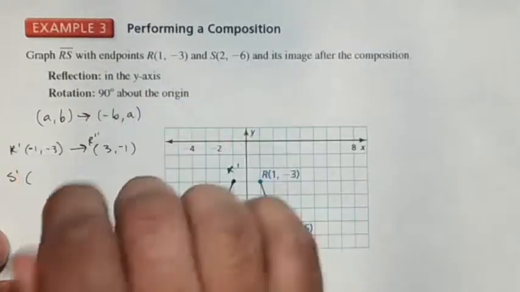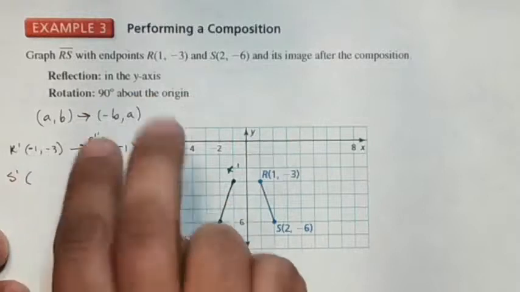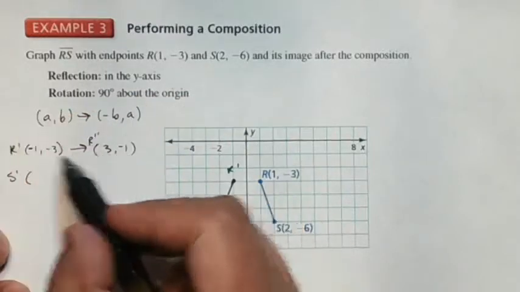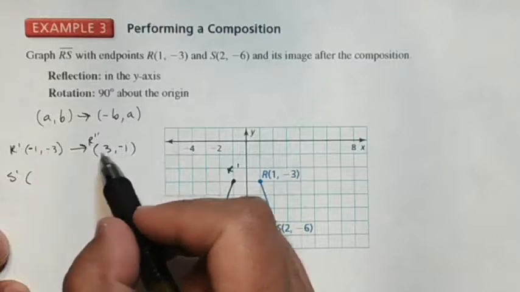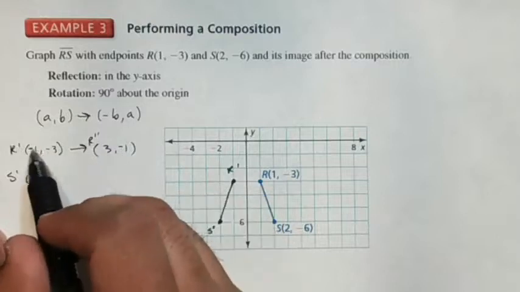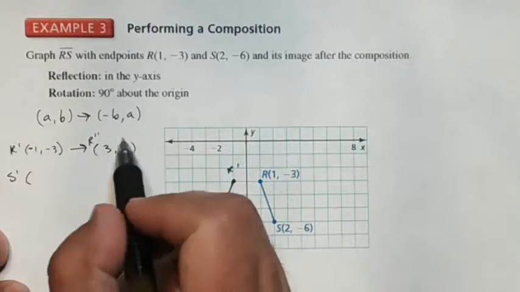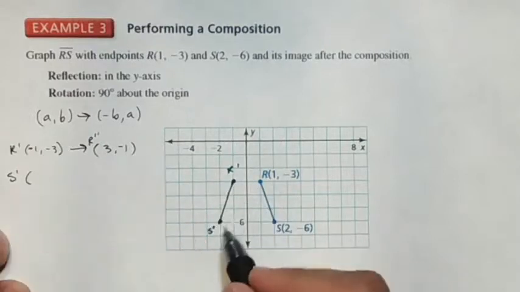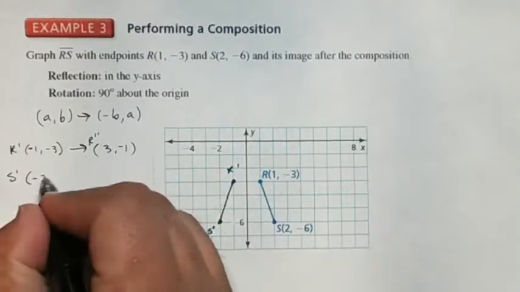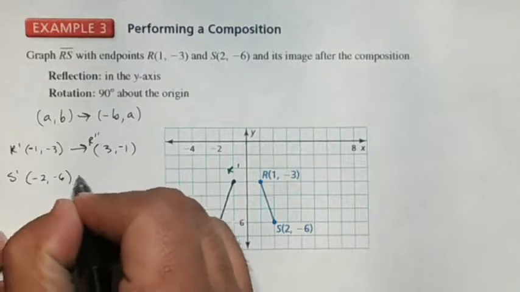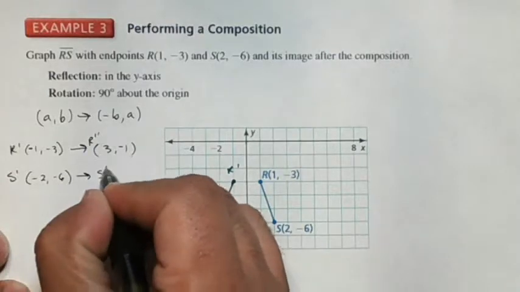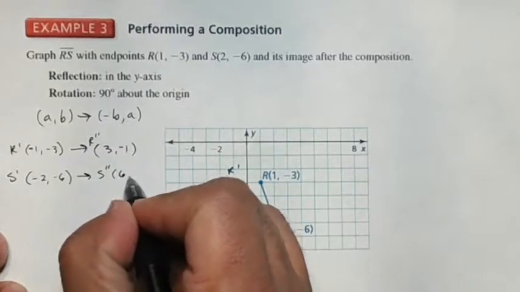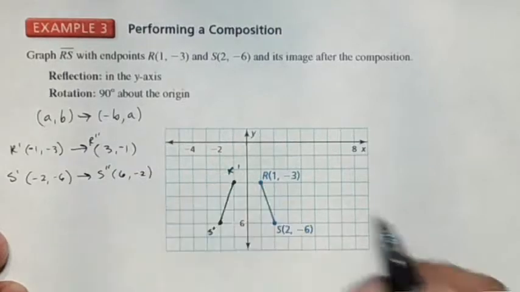So I flip them and I change the opposite of the B. R prime was negative 1, negative 3. I flipped them and I want the opposite of the B value. So here it was negative, it becomes positive, and my A value doesn't change, so it says negative 1. S prime is at negative 2, negative 6. When I rotate it, S double prime is going to be 6, negative 2.